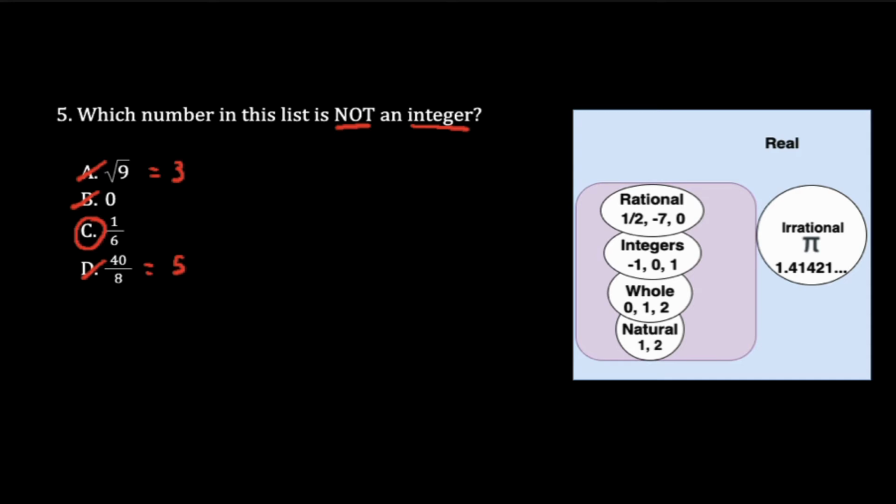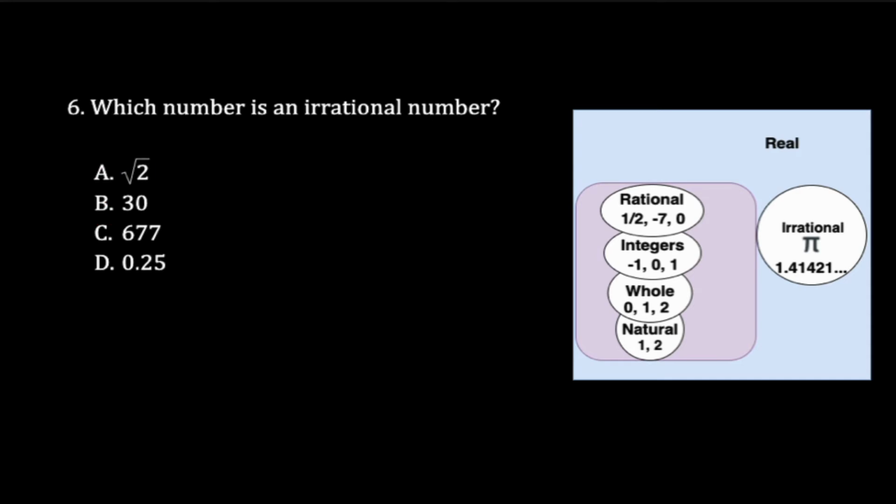And let's go over to question number 6. Question number 6 is asking which number is an irrational number. So we have the square root of 2. The square root of 2 when simplified is 1.41421, etc. So that means that this is the correct answer choice.